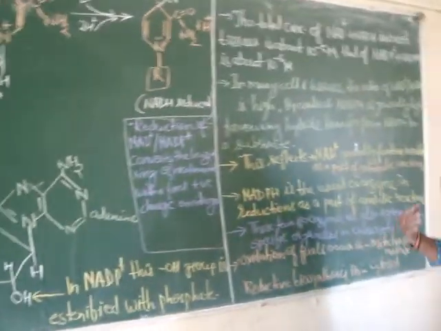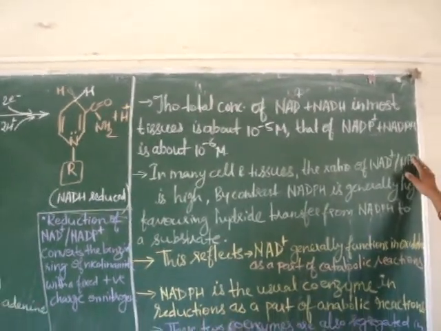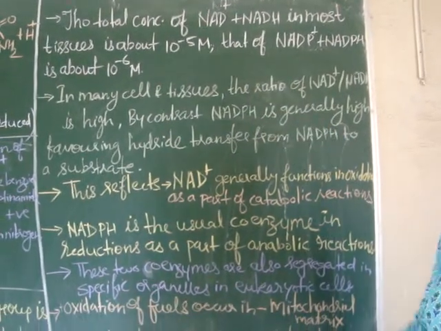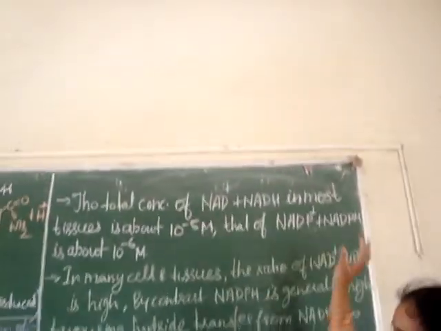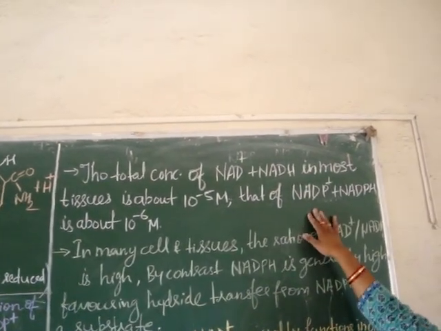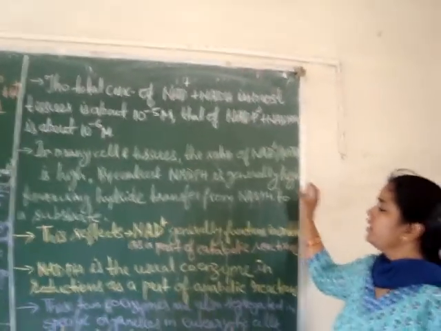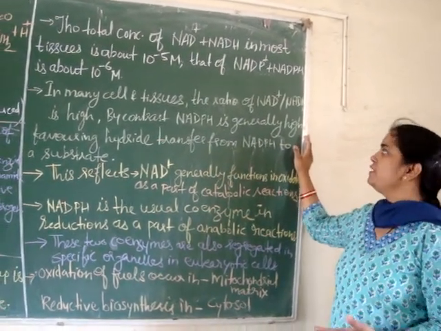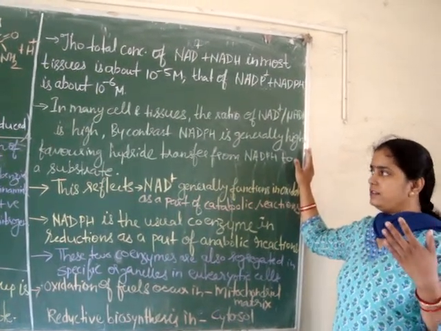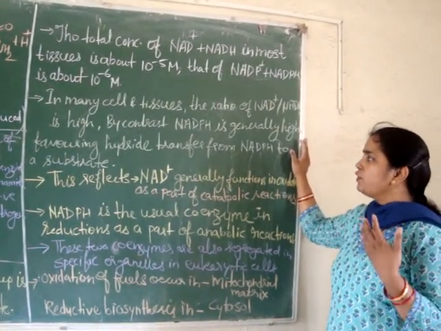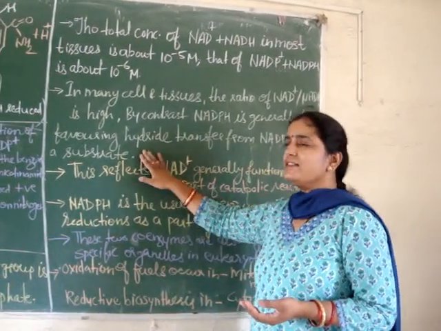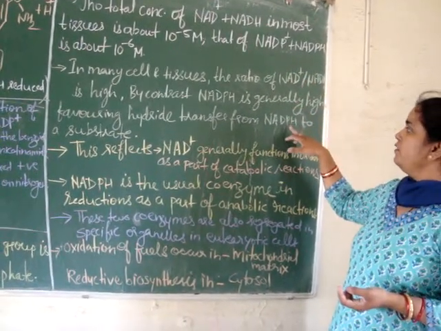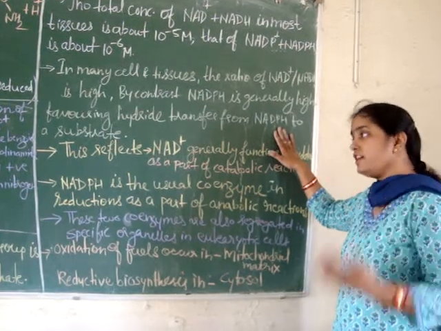Okay. Now the total concentration of NAD plus and NADH in most tissues is about 10 to the power minus 5 molar, and that of NADP plus and NADPH is about 10 to the power minus 6 molar. In many cells and tissues the ratio of NAD plus to NADH is very high. By contrast, NADPH is generally high in the cell or tissues, and it favors transfer of hydride from NADPH to a substrate. That means here the concentration of NAD plus is high, and here the concentration of NADPH is very high.